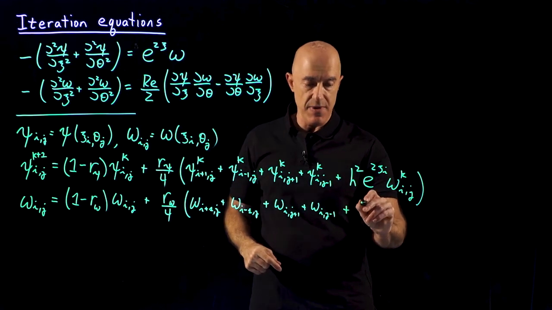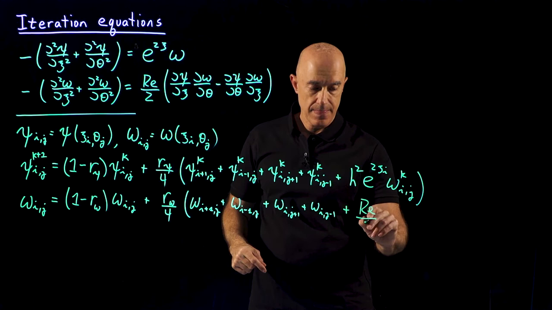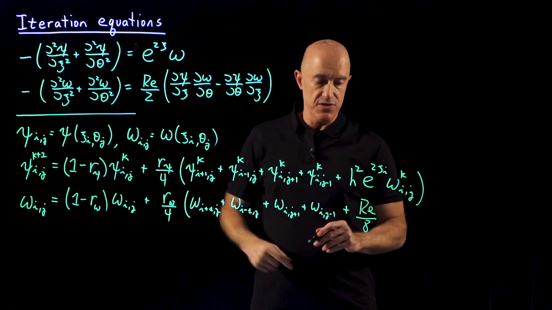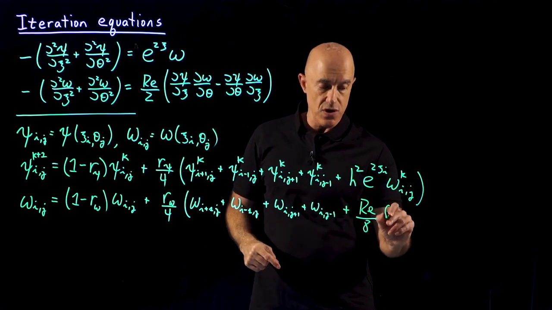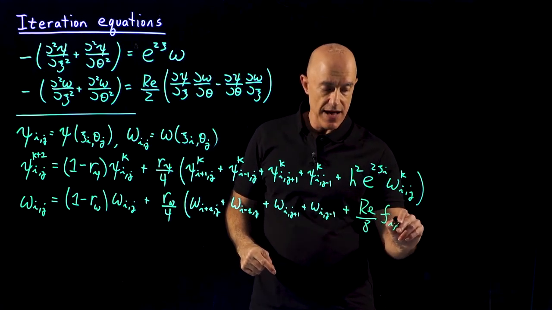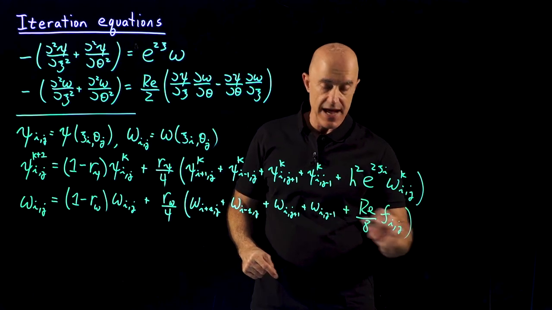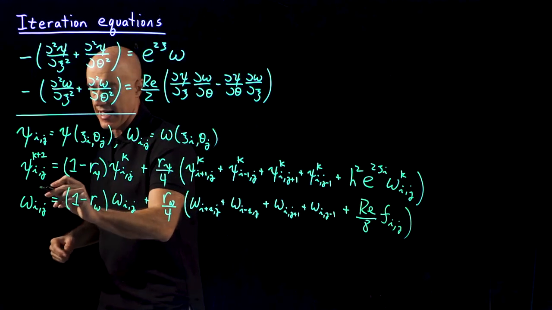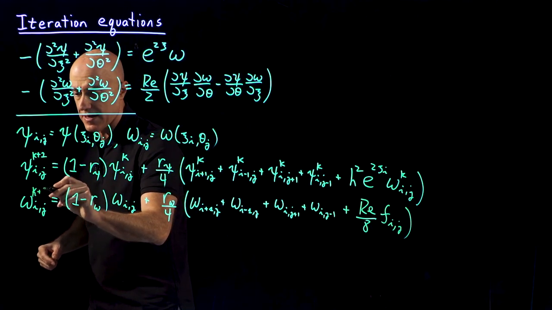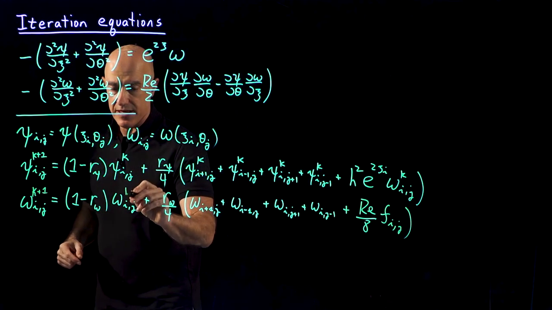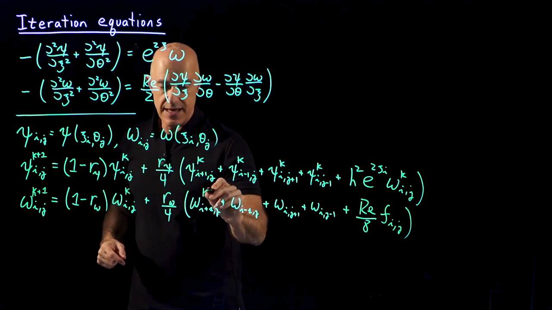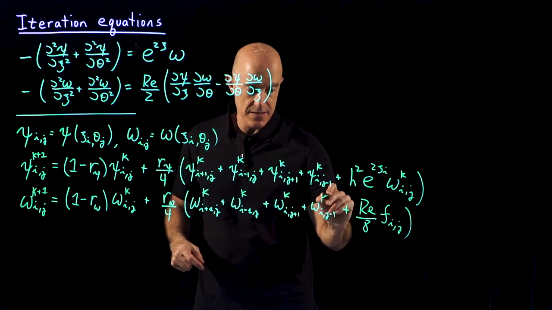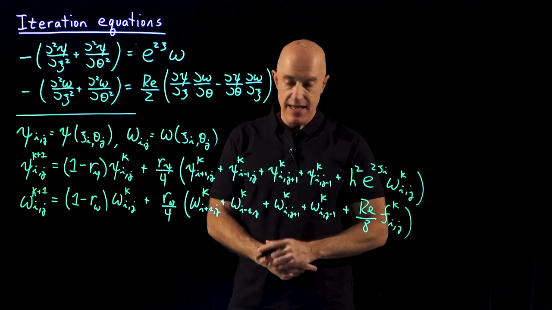Reynolds number divided by 8 times the numerators then for all of these derivatives. So I'm just going to call that f for now. So f sub ij, and we'll write down what f is in the next line. So again, this is at k plus 1 iteration, and each of these are at k. So this is k, this is k, this is k, this is k, this is k, and the f is at k.